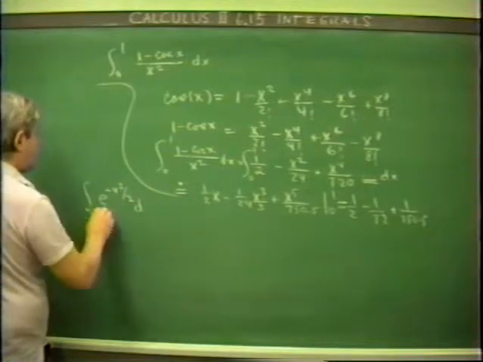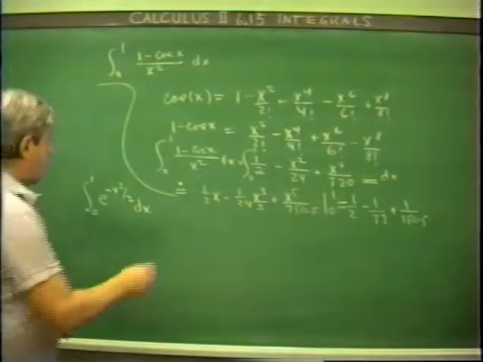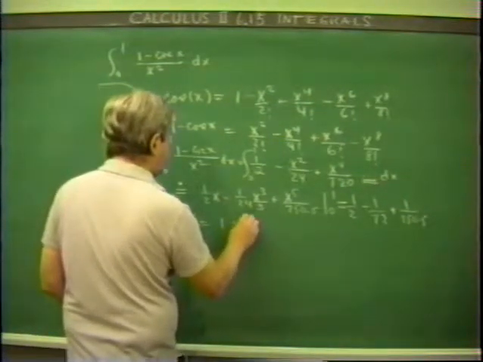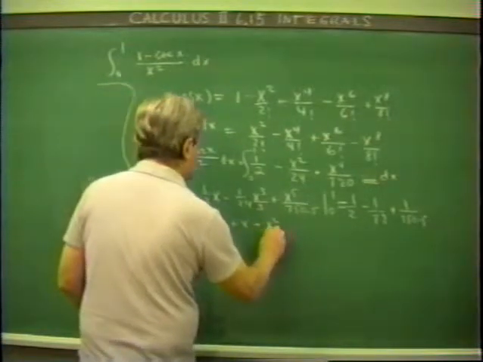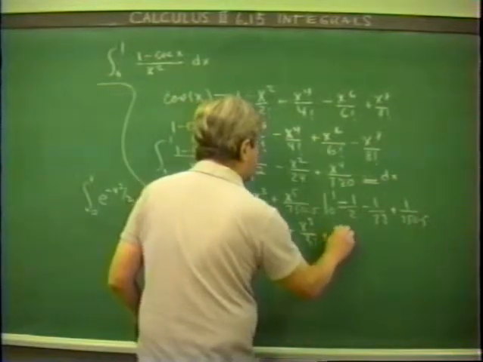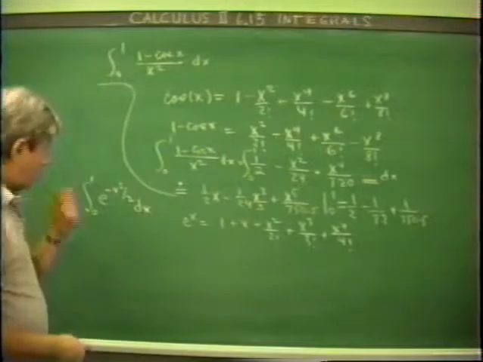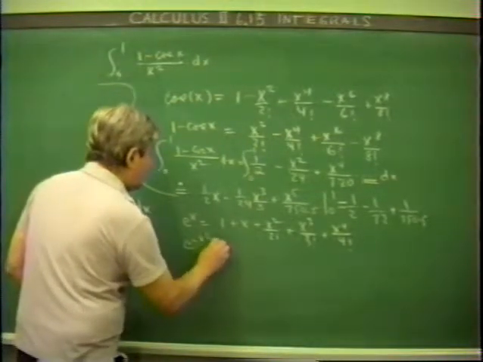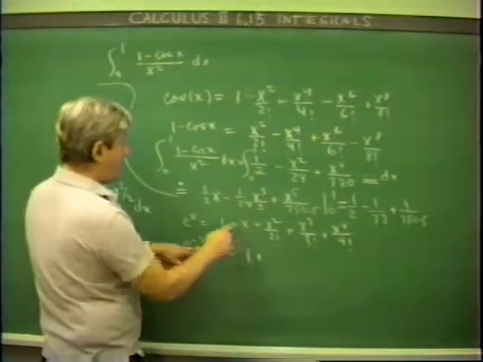Let's take a look at another. This is a function that's involved with the bell curve, e to the minus x squared over 2. Suppose we want the integral, let's say, from 0 to 1 here for simplicity again, with respect to x. Well, e to the x is equal to 1 plus x plus x squared over 2 factorial plus x cubed over 3 factorial plus x to the 4th over 4 factorial, and so forth here.